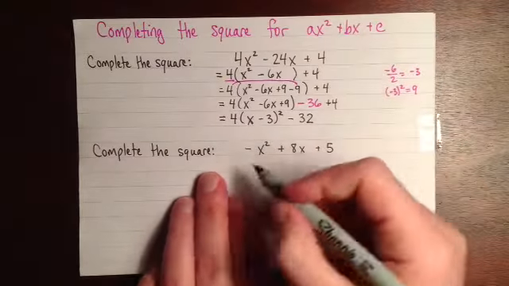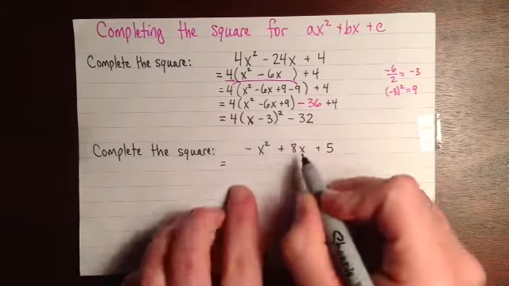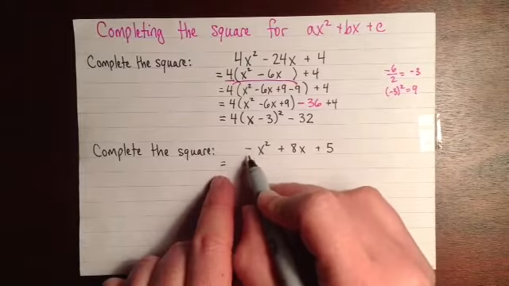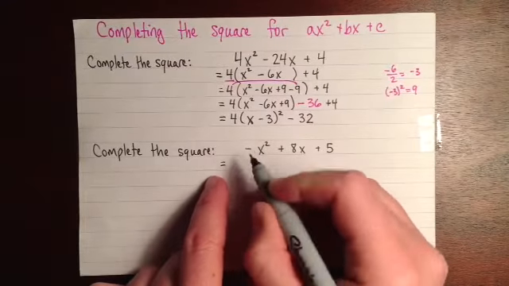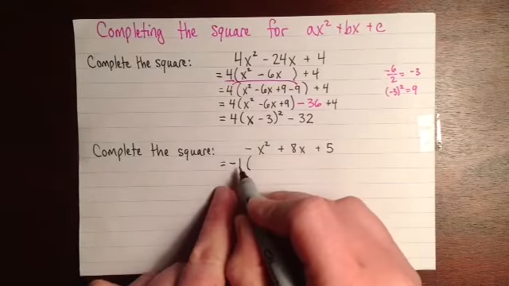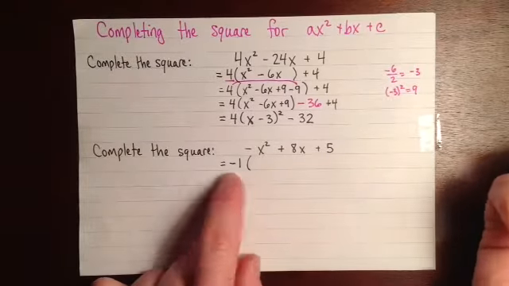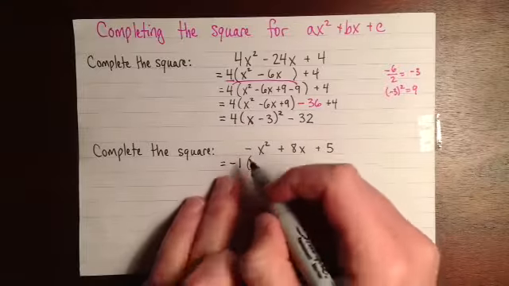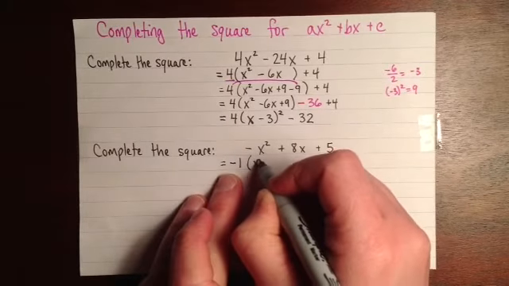So, first step is to put this in brackets, but we're going to factor out whatever the coefficient is on x squared. So here it's negative 1. You can just put a negative sign. If it helps you, you can put a negative 1. It doesn't matter. So that's going to be x squared.